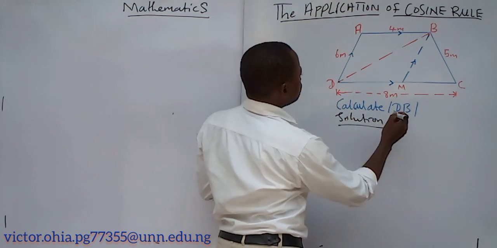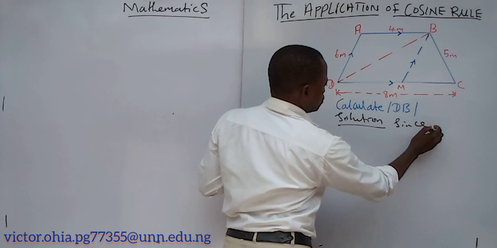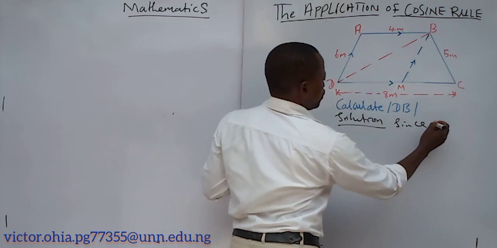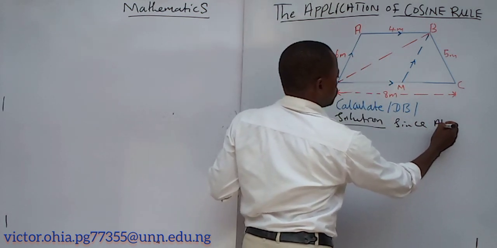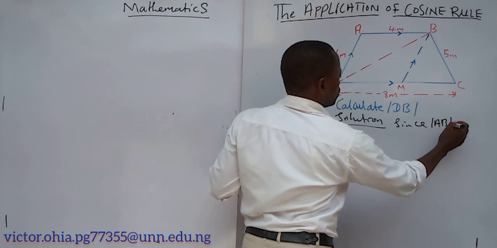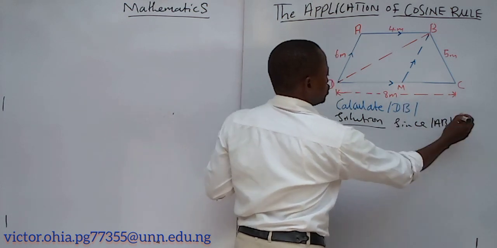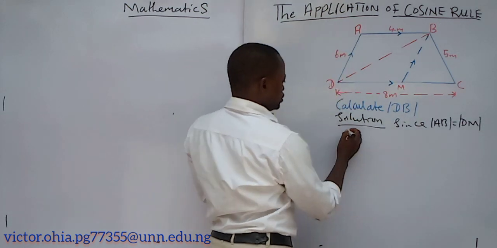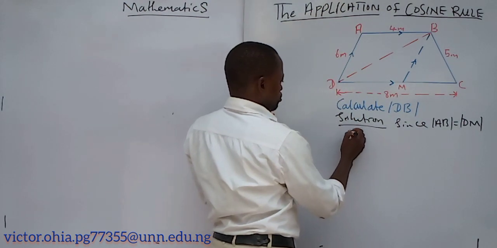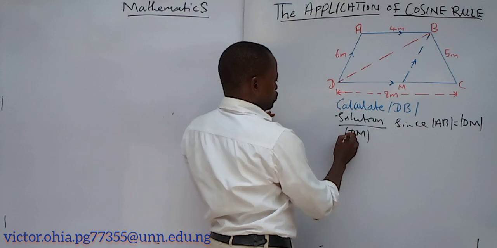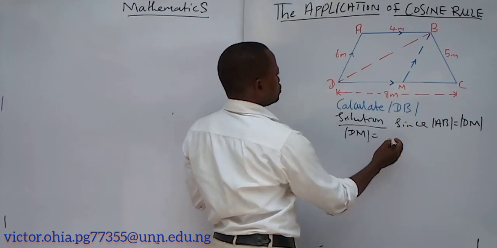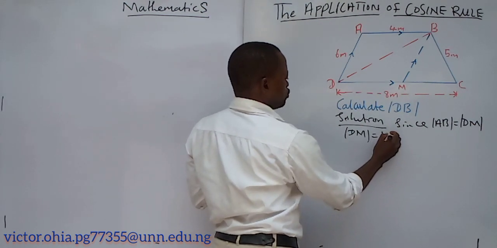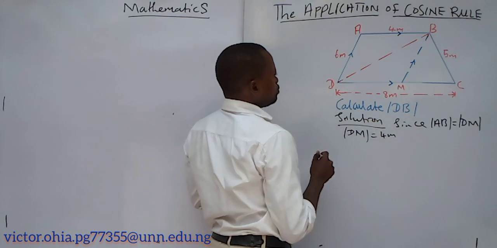Since AB is equal to DM, it implies that DM will be equal to what? 4 meters. 4 meters. We will keep that.